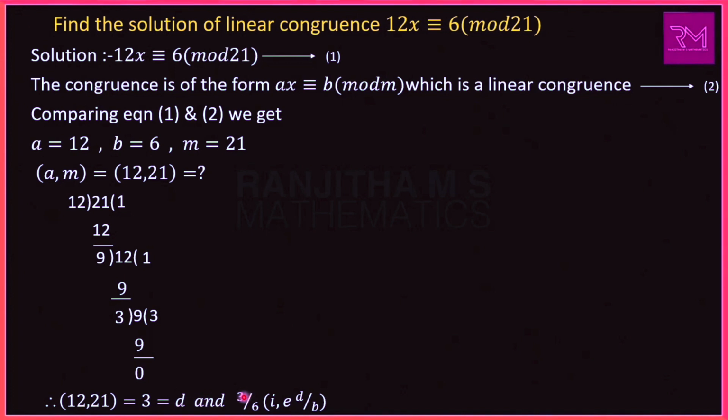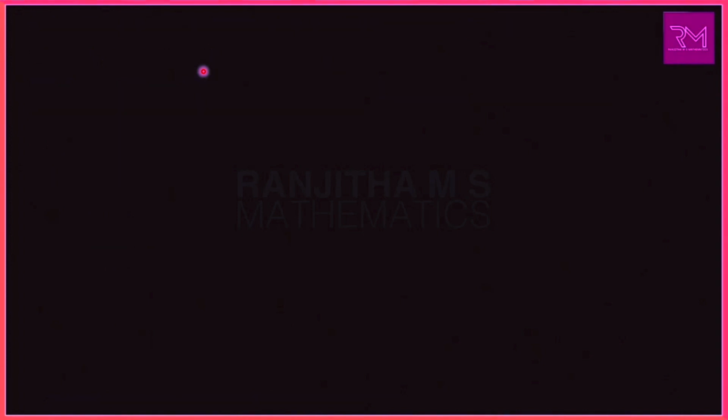And obviously this D is nothing but 3 divides b value 6. 3 divides 6. Therefore the equation has solution. Also D value, that is the GCD of 12 and 21, is 3. Also we have to note that in the previous problem we got a value of GCD as 1. So the linear congruence has a unique solution, but in this problem the GCD of 12 and 21 is 3. Therefore we can conclude that this linear congruence has 3 solutions. That is, for equation number 1 it has 3 congruent solutions. So we have to find 3 congruent solutions for this problem.